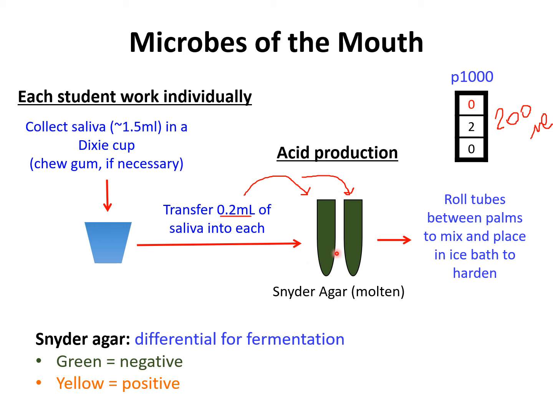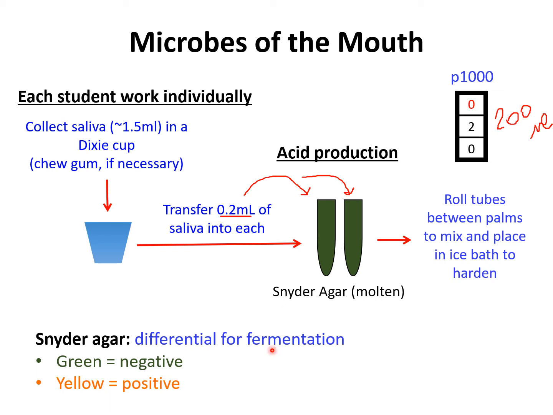Now, why are we doing this? What's the whole point of this experiment? Well, the Snyder agar tubes are going to help us tell whether we have bacteria in our saliva that can ferment sugar or not. If it stays green, then it's negative for sugar fermentation. If it turns yellow, then it is positive for sugar fermentation. So these tubes also have sugar in them, for example, sucrose.